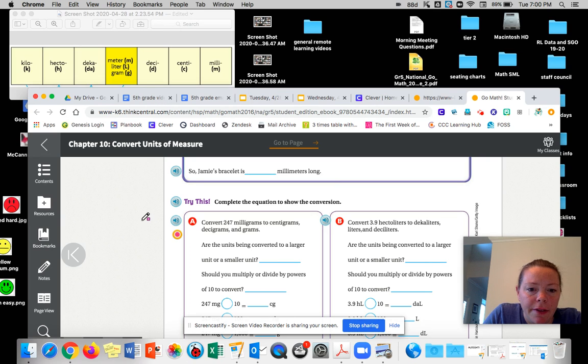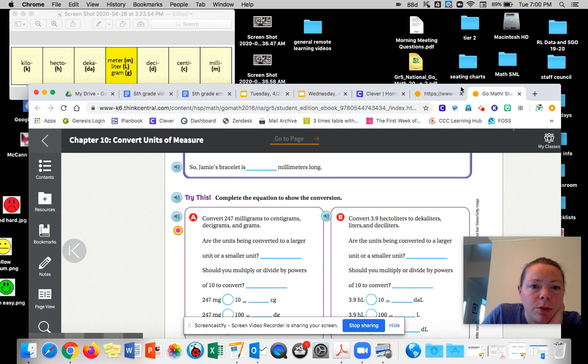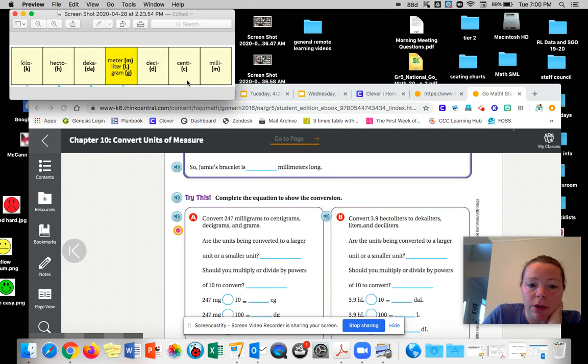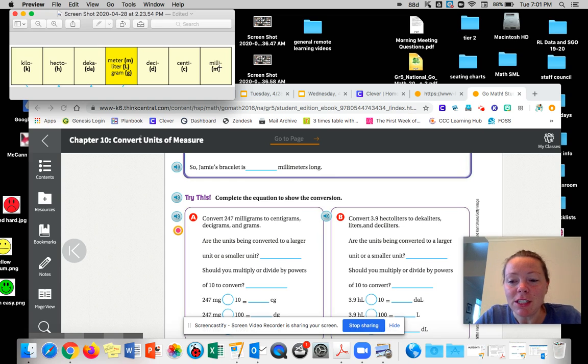All right, we're going to convert 247 milligrams to centigrams. So we're looking up here, milligrams to centigrams. The first thing we have to think about is, are we going from smaller to larger or larger to smaller? The units are going from smaller to larger, right? Milli to centi. Centi, think about century. Cent means 100. Centi means 100. Milli means 1,000, like million. And those of you that speak Spanish or another Romance language, mil means 1,000.